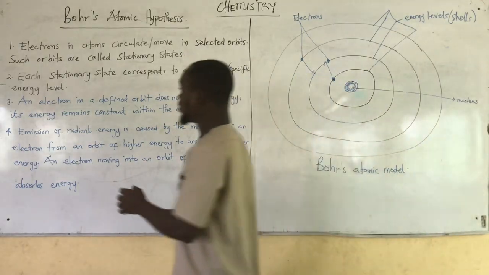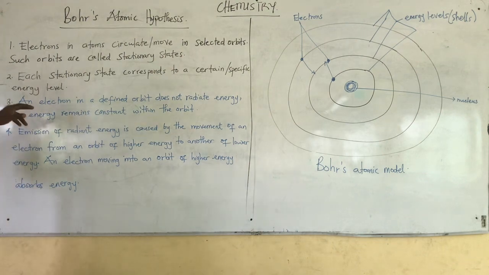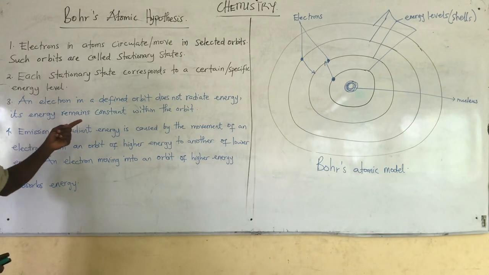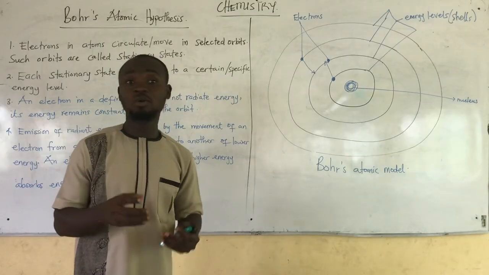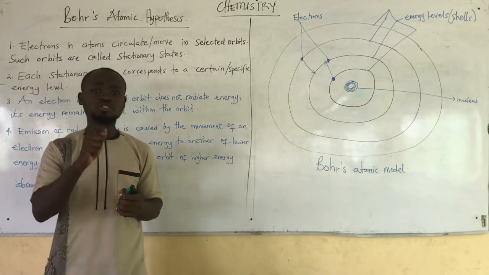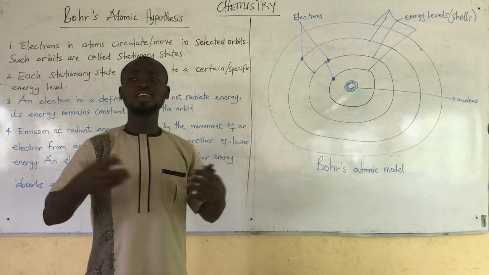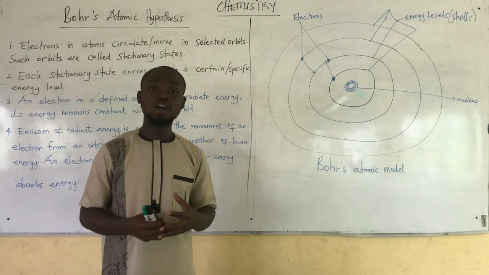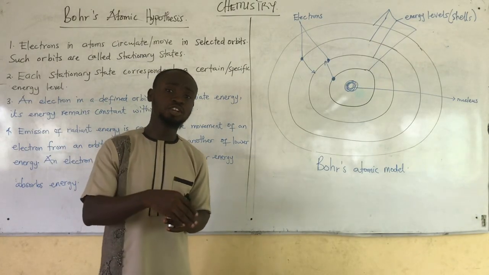Now, the third point suggests that an electron in a defined orbit does not radiate energy. Its energy remains constant within the orbit. As I said earlier, according to classical physics, the electrons moving around the nucleus, as suggested by Rutherford, would emit radiation in the form of energy, and once they lose their energy, they would slowly spiral into the nucleus.